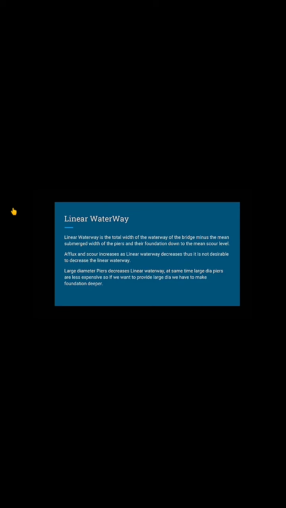Large diameter piers decrease the linear waterway. At the same time, large diameter piers are less expensive, so if we want to provide large diameter, we have to make the foundation deeper.